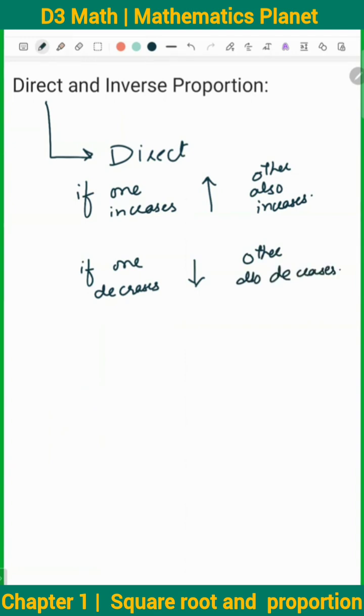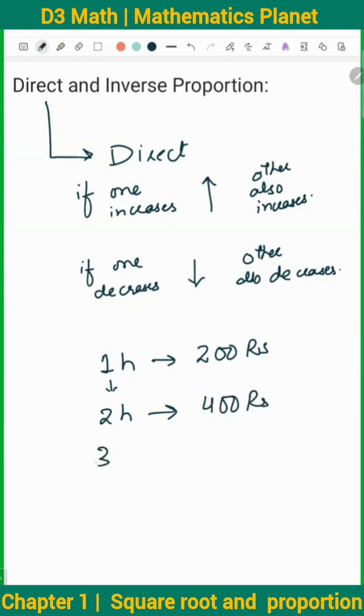in 1 hour, you can earn 200 rupees. So if the number of hours increases in 2 hours, how much you can earn? Yes, everyone. 400 rupees. In 2 hours, how much you can earn? 400. In 3 hours, 600 rupees.